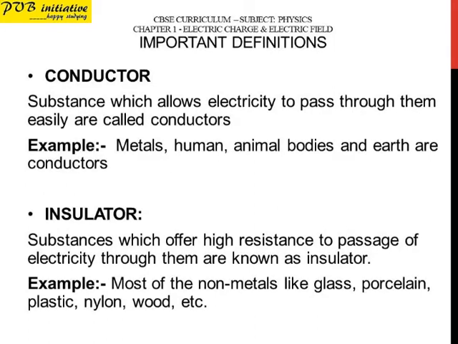Next slide. What is a conductor? Substances which allow electricity to pass through them easily are called conductors. Examples are metals, human and animal bodies and earth. What is an insulator? Substances which offer high resistance to passage of electricity through them are known as insulators. Examples include most of the non-metals like glass, porcelain, plastic, nylon, wood, etc.